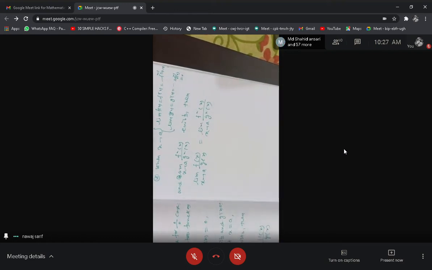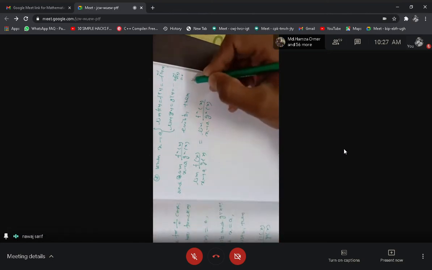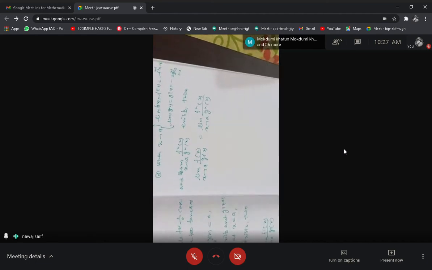Okay, but you can apply L'Hospital rule only when you obtain 0 by 0 case or infinity by infinity case or other indeterminate case. Okay, then you will apply L'Hospital rule. Otherwise you cannot apply. So just try to solve an example.